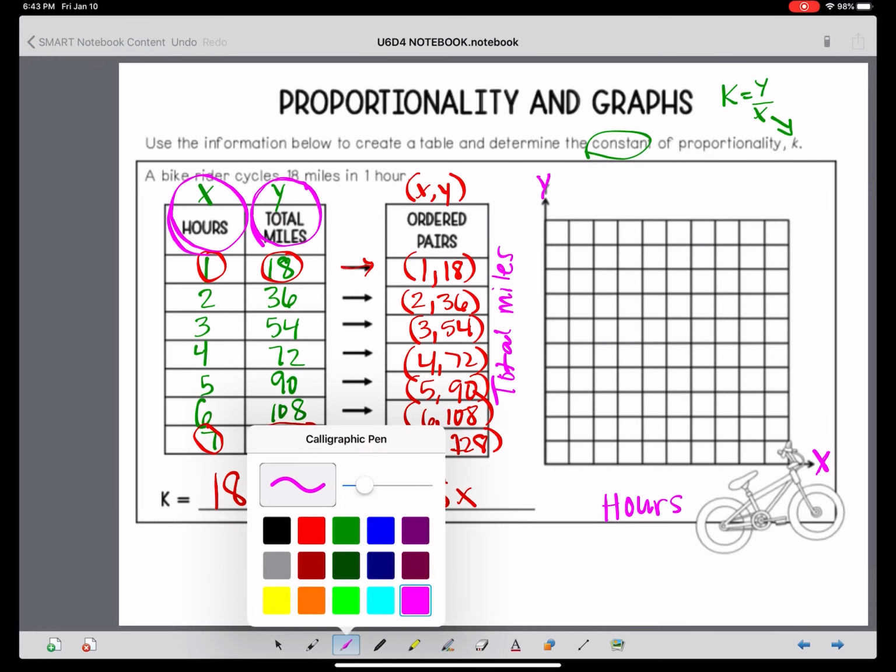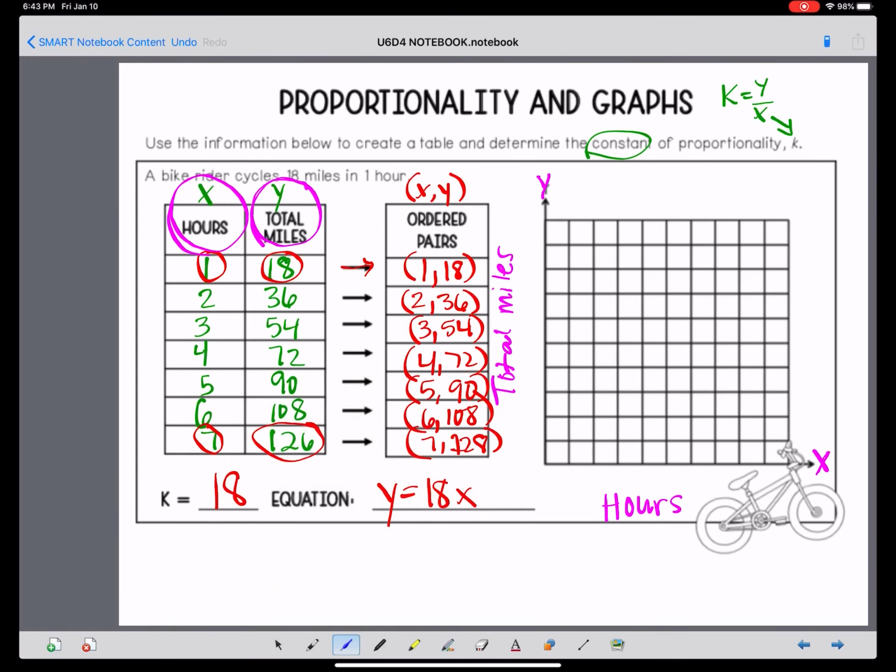And now it's time for me to start labeling these. Let's see, hours that the bike rider bikes. He bikes up to 7 hours. So 1 hour, 2, 3, 4, 5, 6, and 7. And then for the miles, it just counts by 18 each time. So let's go ahead and write those out. 18, 36, 54, 72, 90, 108, and 126.